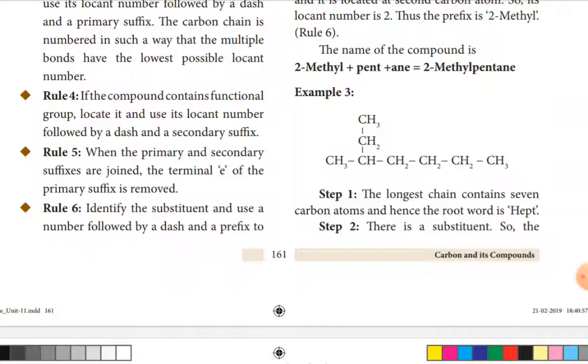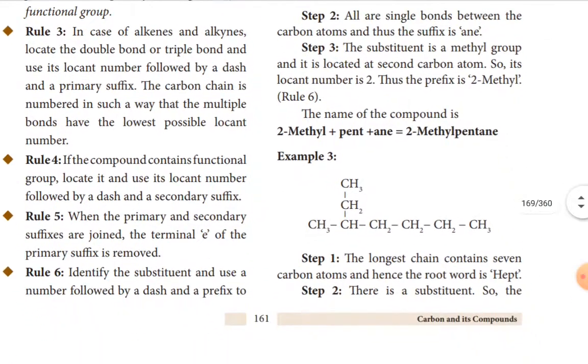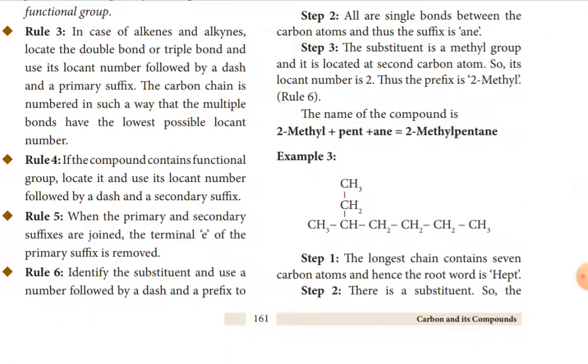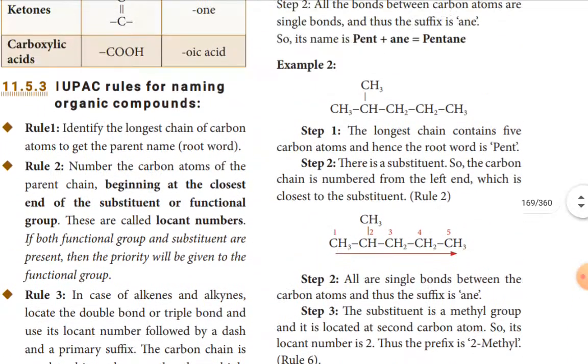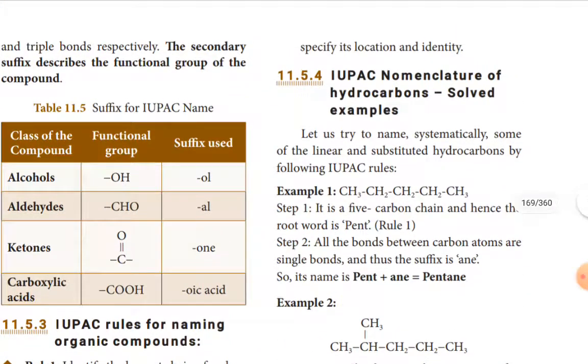Then the sixth one: identify the substituent. We have to check whether the carbon skeleton contains a substituent or not. If the substituent is there, we have to identify it and use the locant number, using a dash. The dash is for the bonding between the substituent and the carbon, and a prefix to specify its location.